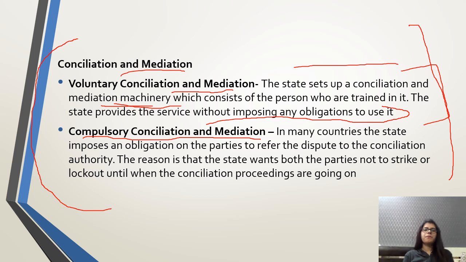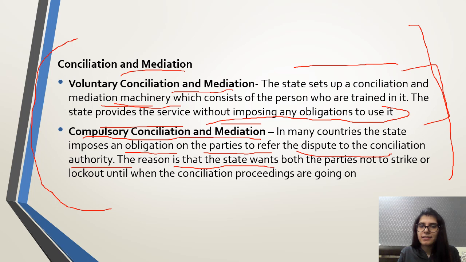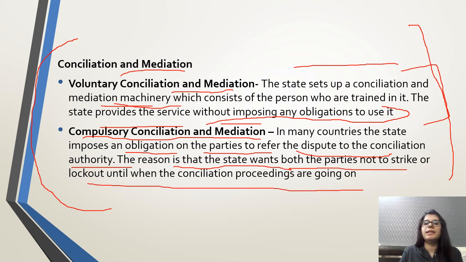Okay. So next, this is compulsory conciliation and mediation, where it is made compulsory that you have to use conciliation and mediation for resolving your conflicts or industrial disputes. See, let's read it: in many countries the state imposes an obligation on the parties to refer the dispute to the conciliation authority. The reason is that the state wants both parties not to strike or lock out while the conciliation proceedings are on. So one concept I want to tell you is the cooling off period.